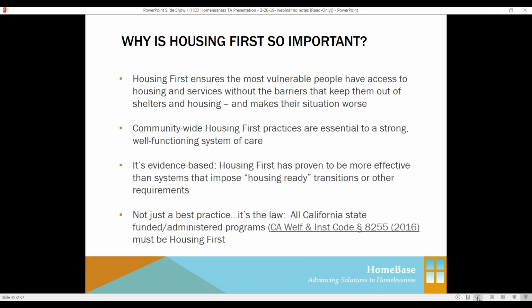You've heard from the other consultants here about some of the ways that they're able to strengthen the systems. And why is Housing First so important as part of that work? Well, first of all, it's the law. All California state-funded and administered programs must be Housing First. But moreover, it really helps increase system capacity by ensuring that systems and communities and every provider are serving the most vulnerable people in the community, which helps keep those people housed and frees up resources for those who maybe need less intensive services.